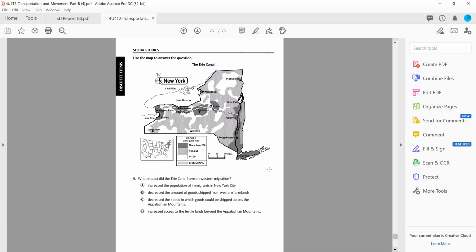Number 9, here's your Erie Canal. Going all the way across New York State. It bisects the state. What impact did the Erie Canal have on Western migration? A, increase the population of immigrants in New York City. B, decrease the amount of goods shipped from Western farmlands. C, decrease the speed in which goods could be shipped across the Appalachian Mountains. Or D, increased access to the fertile lands beyond the Appalachian Mountains.